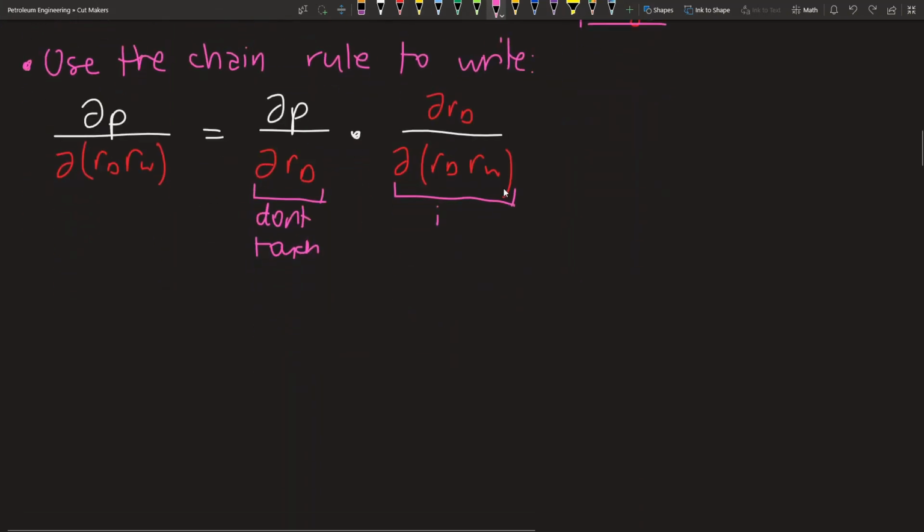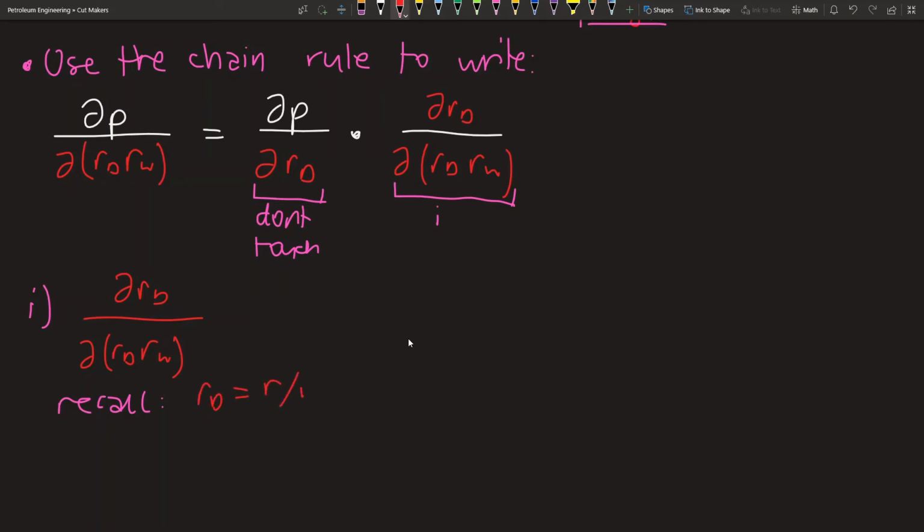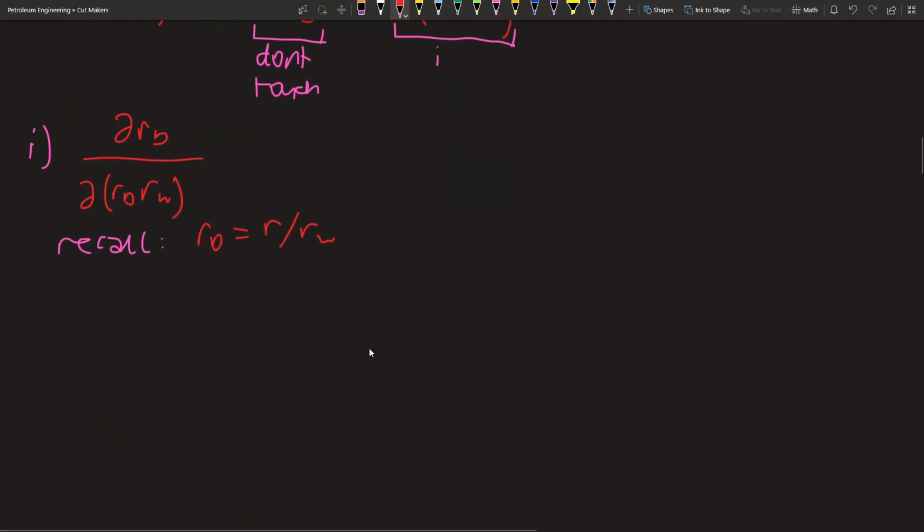Now let's deal with small i. We have here ∂R_D over ∂R_D, R_W. Now, how can we simplify this even further? At the moment, we do not know how to break this apart. But here is where we recall the definition of dimensionless radius: R_D is equal to r over R_W. And using this definition, we can rewrite the top part, ∂R_D, as ∂r over R_W, and we can write this as ∂r. Now, you can rewrite this as follows.